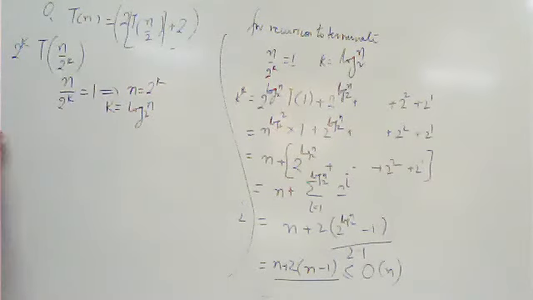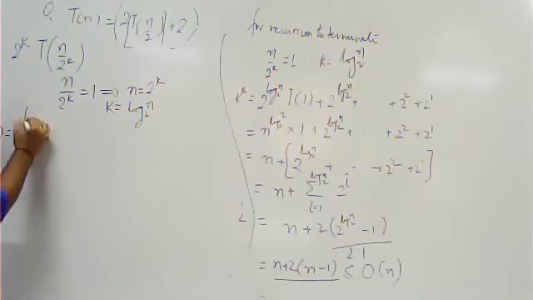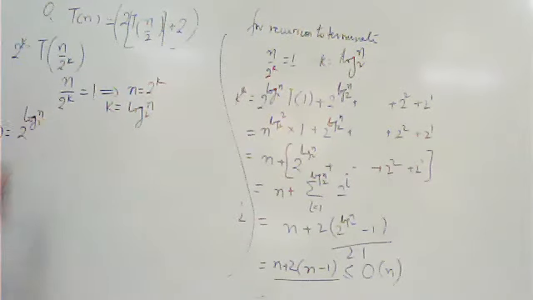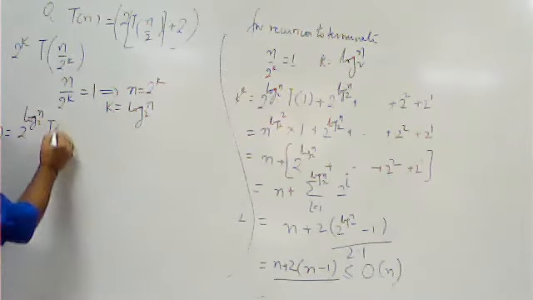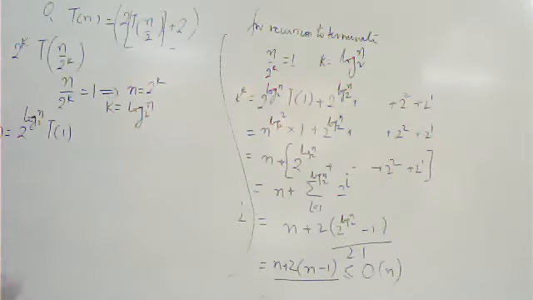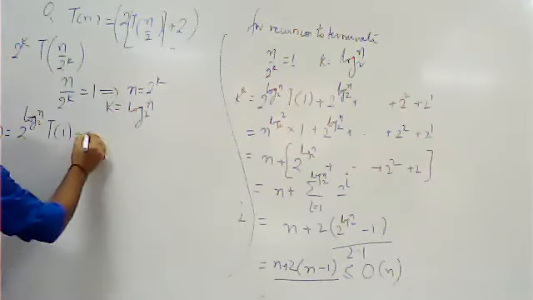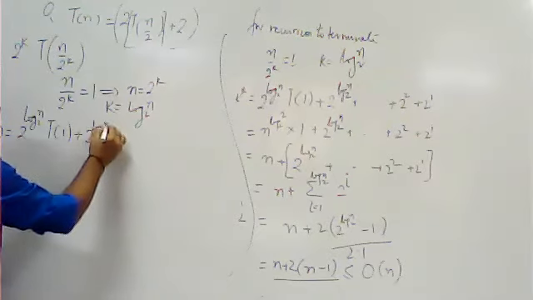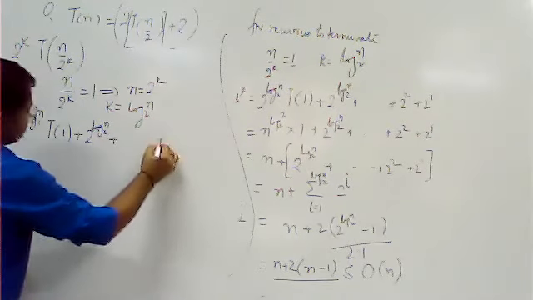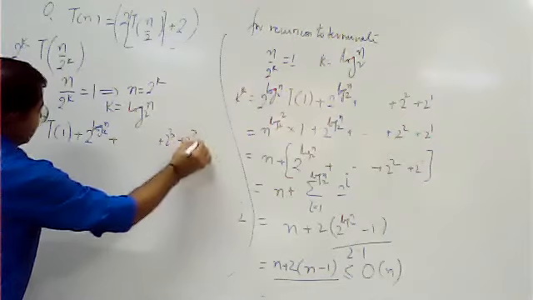So after substituting the value of k, we have 2 to power k. It means 2 to power log n base 2. This whole quantity became 1 because we have evaluated it for 1. Plus 2 to power log n base 2, plus we have 2 to power 3 plus 2 to power 2 plus 2 to power 1.